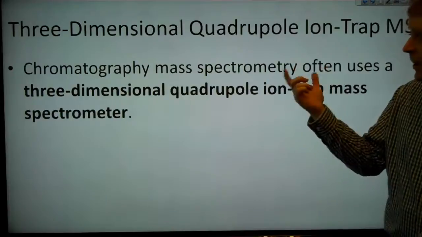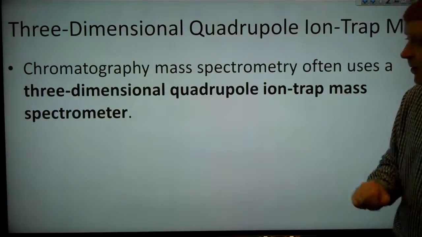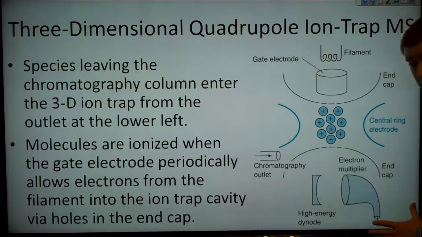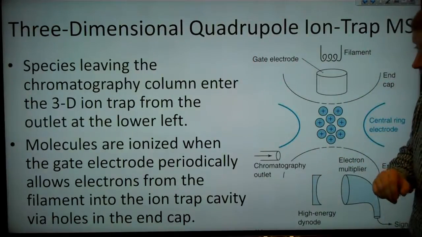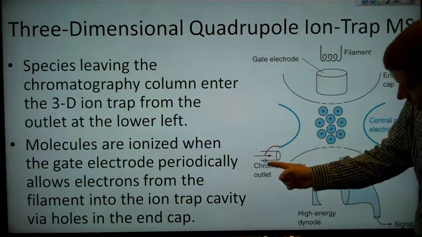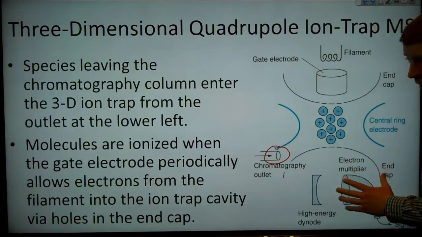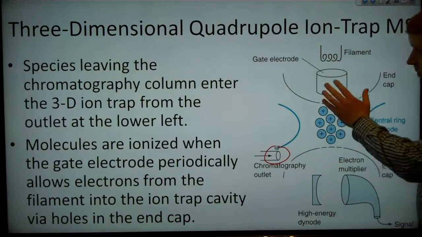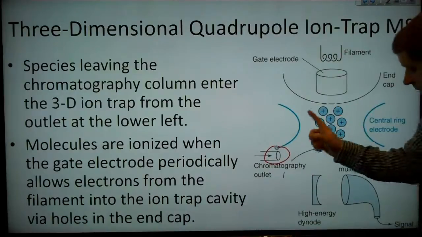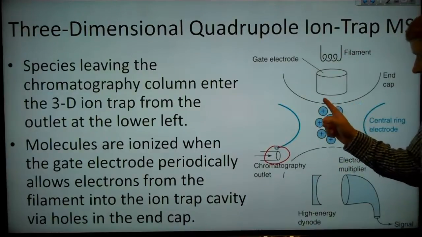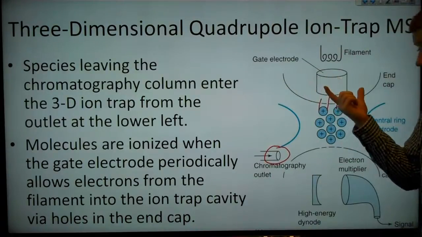So chromatography mass spectrometry often uses a three-dimensional quadrupole ion trap mass spectrometer. And in this spectrometer, which we've shown over here, we have species leaving the chromatography column that enter the three-dimensional ion trap from the outlet at the lower left down here. Our molecules are then ionized when the gate electrode periodically allows electrons from the filament, which is up here, to pass through into the ion trap cavity, which is in there, via holes in the end cap. So we've got electrons that come out through these holes there when that gate electrode allows them through.